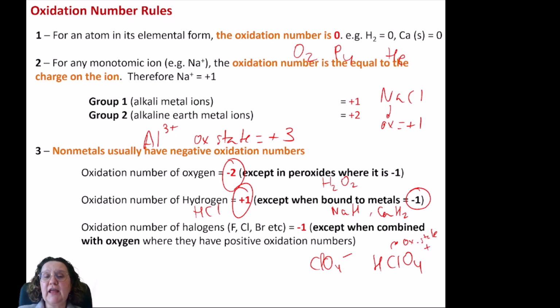When they are combined with oxygen, and they have quite a few compounds that they are combined with oxygen, with 1 atom, 2, 3, or 4 atoms of oxygen typically, then they have a positive oxidation number, and the number will change depending on the number of oxygen atoms they are attached to.